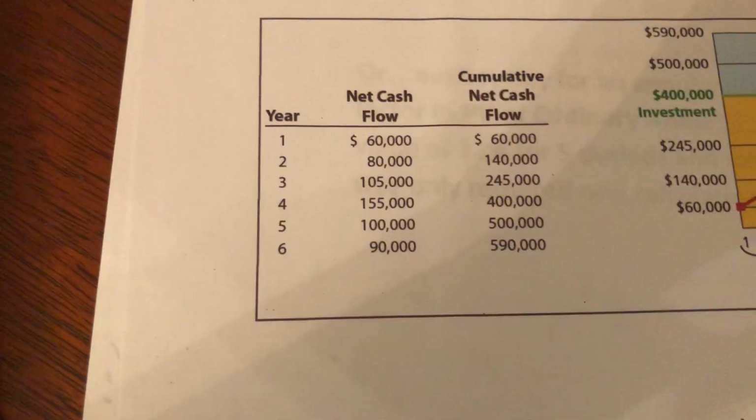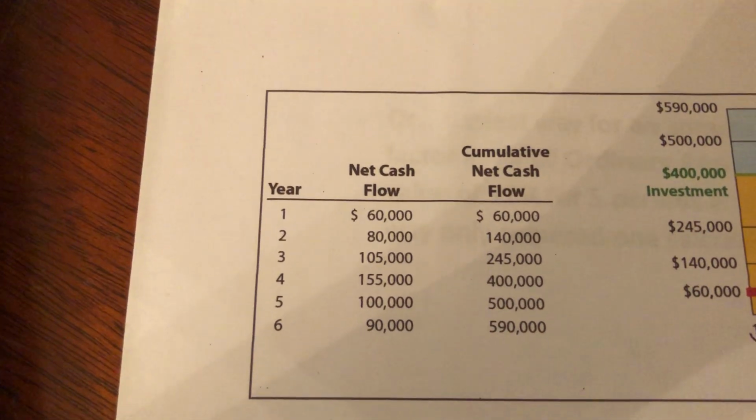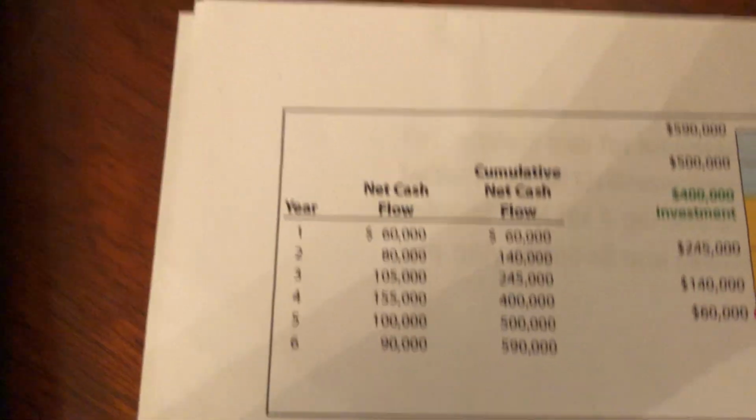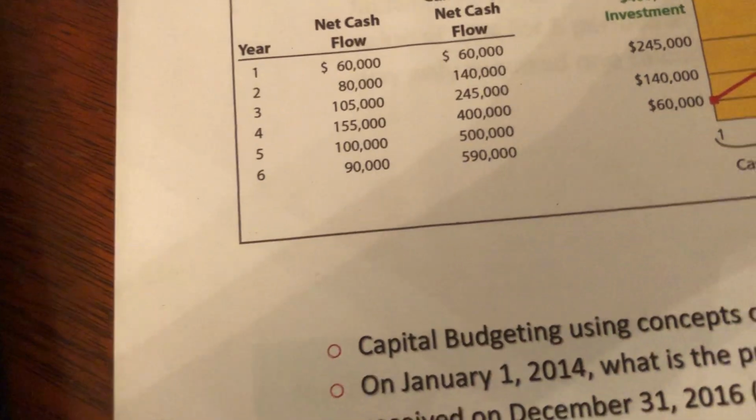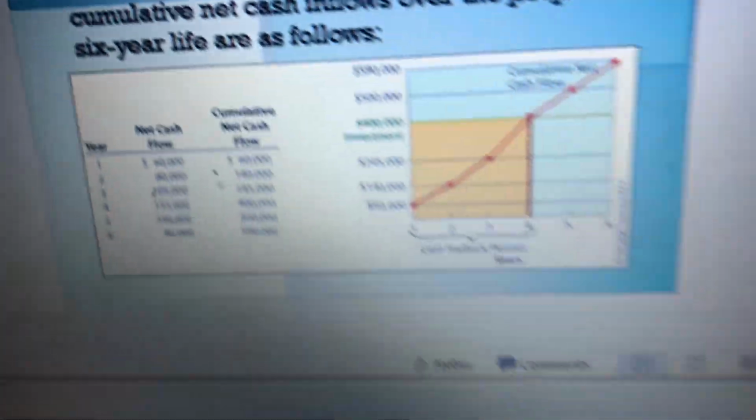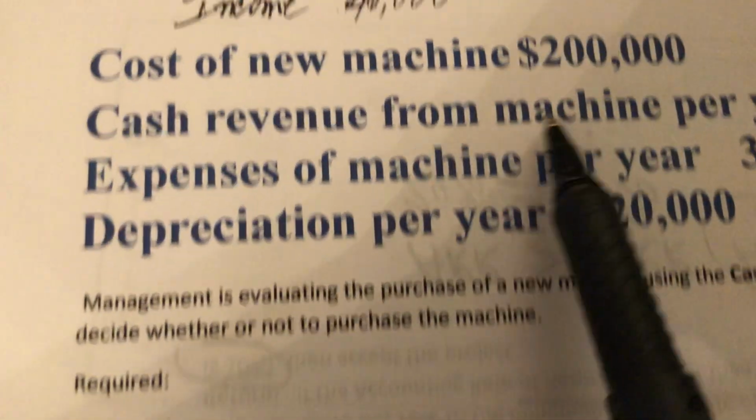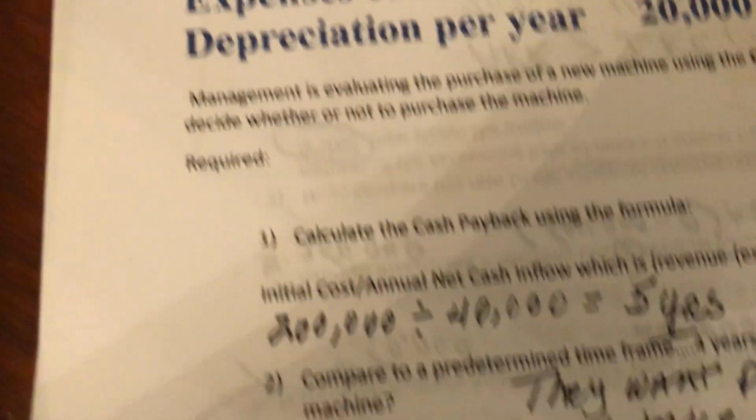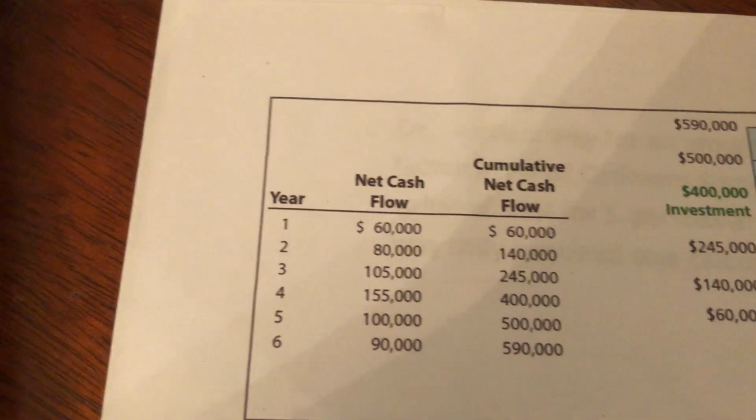So let's take a look at this. Now we still have a $400,000, in this case it's an investment. They changed the amount on you. Okay, the problem in this case is $400,000. Notice at the bottom of the page, now it's a $400,000 investment. This one was $200,000. So these are two totally different problems. So go to the next page and take a look at this.